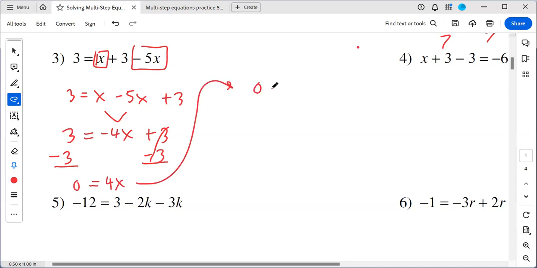Now that I have 0 equals 4x, it's the same concept. It's always going to be multiply or divide to get 1 of x. Since this is already next to x, means it's multiplied. There's no sign in between, then we got to do the inverse, which is divide. We get 0 equals x. And yes, it's okay for your answer to be 0.